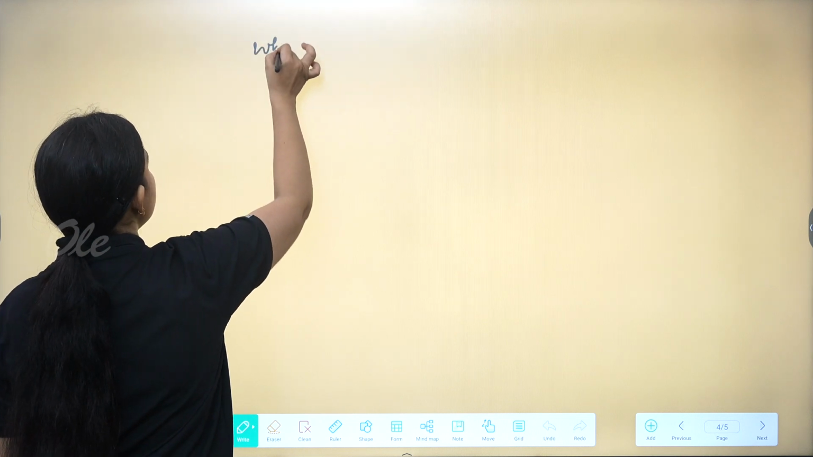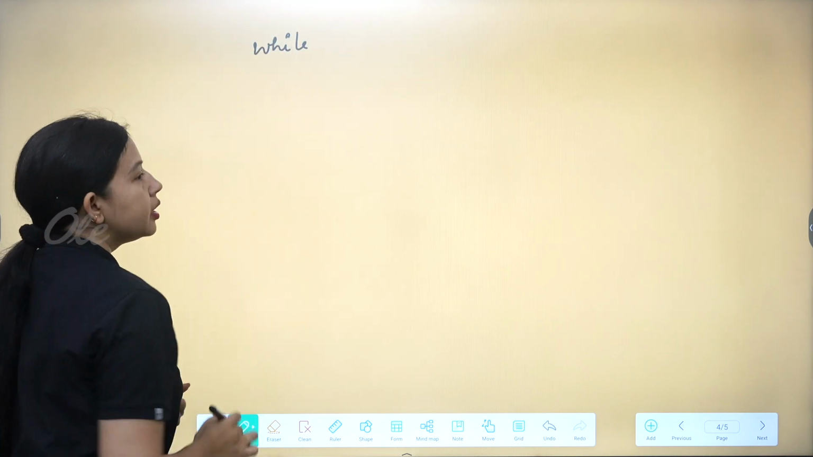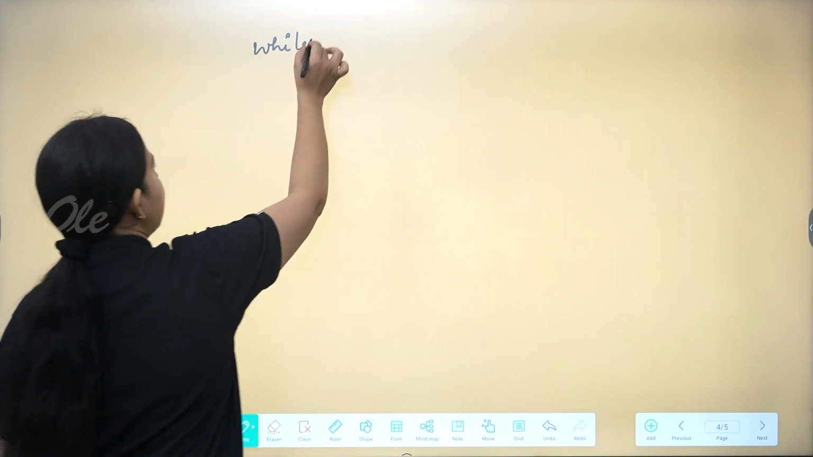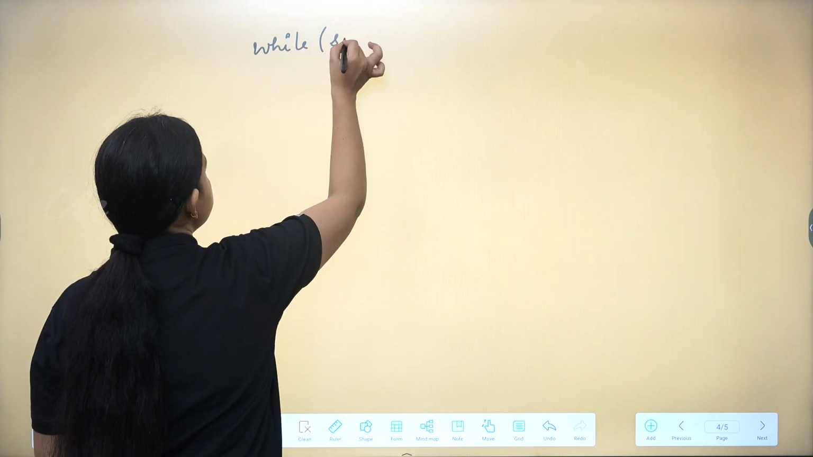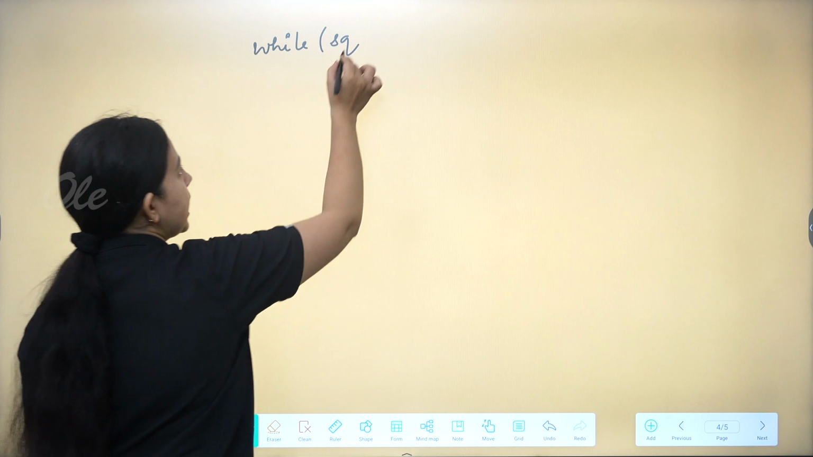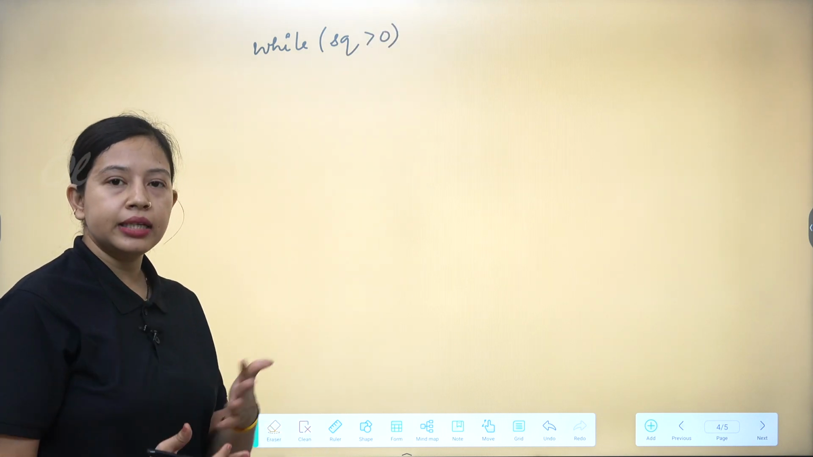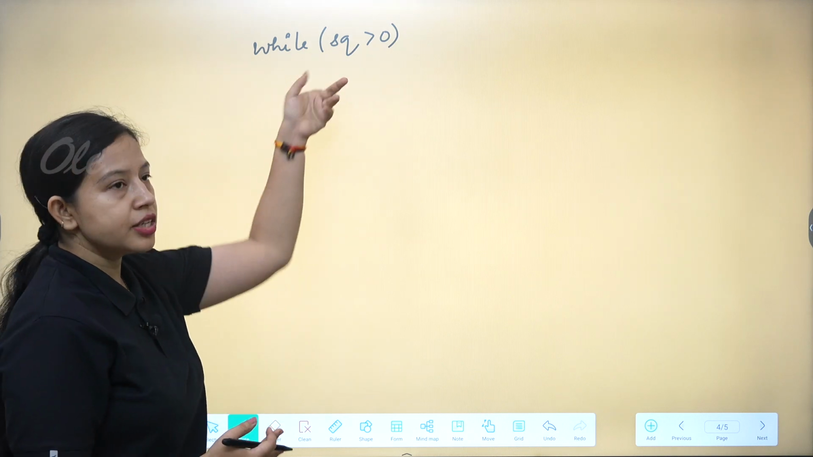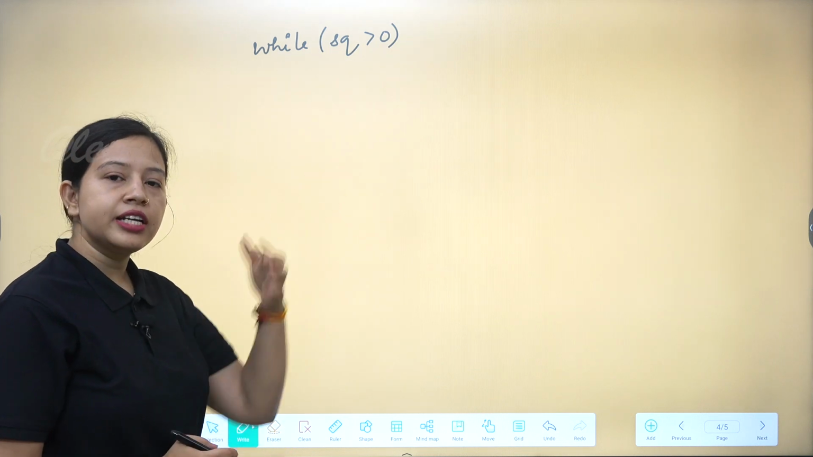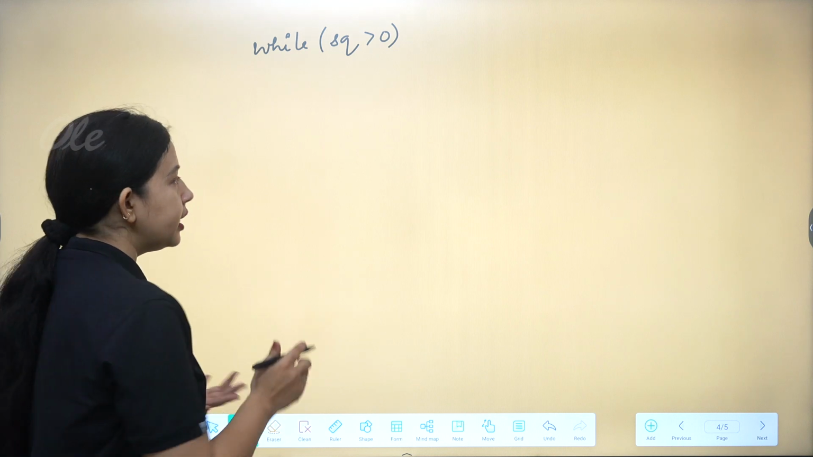Alright, so we'll run a loop for finding out the digits, that is the while loop, and here we put sq, and it has to be greater than 0. This loop will remain active as long as this condition is true. Once this condition becomes false, the loop terminates.